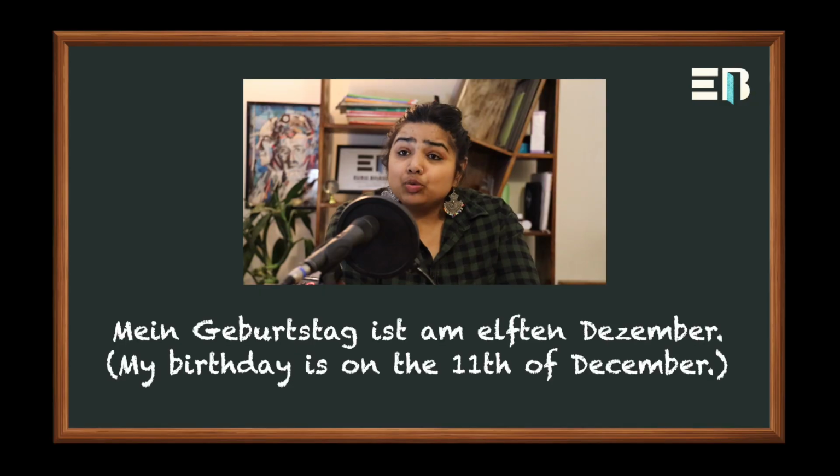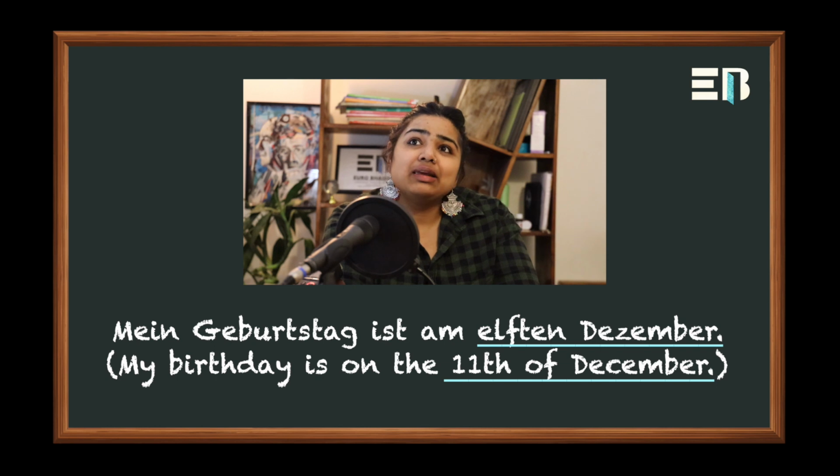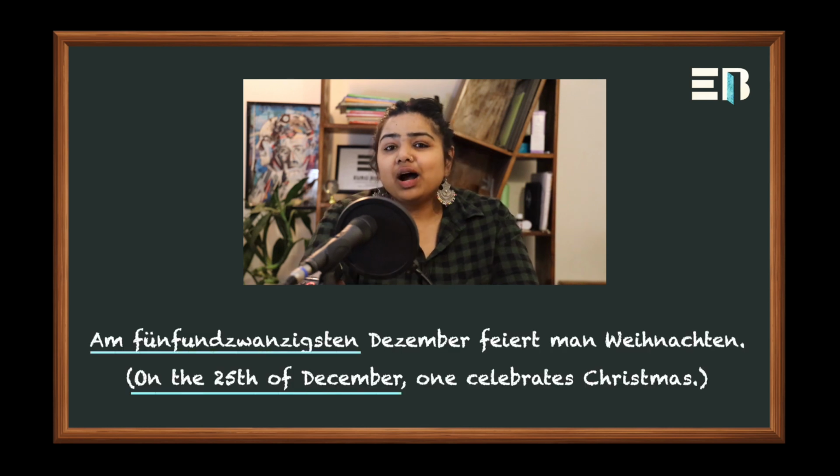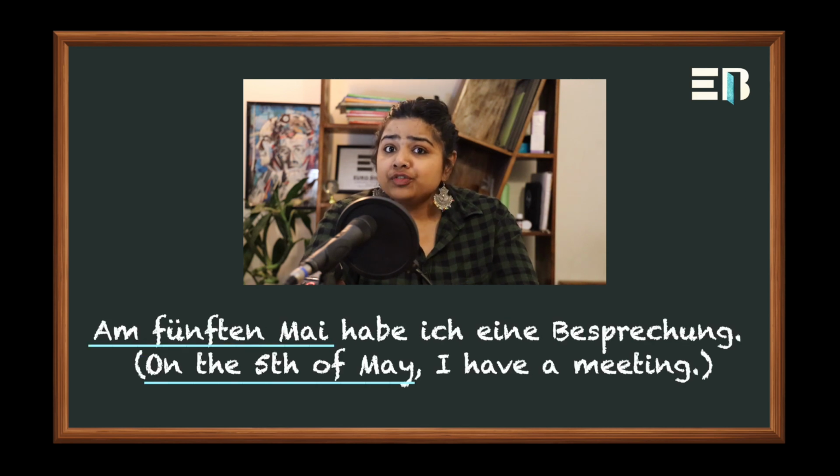Now guys, let's have a look at some examples. Mein Geburtstag ist am 11. Dezember. My birthday is on the 11th of December. Am 25. Dezember feiert man Weihnachten. On the 25th of December, one celebrates Christmas. Am 5. Mai habe ich eine Besprechung. On the 5th of May, I have a meeting.